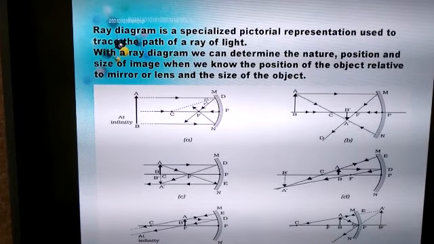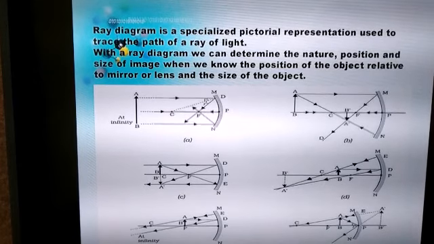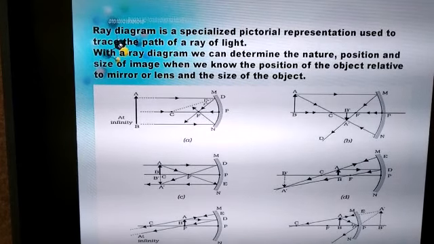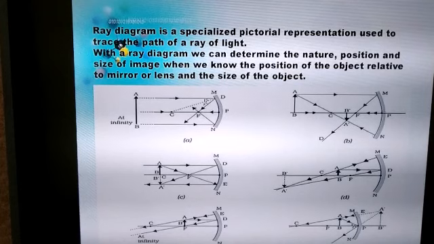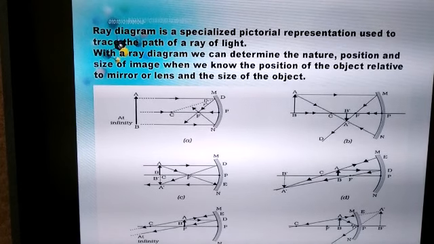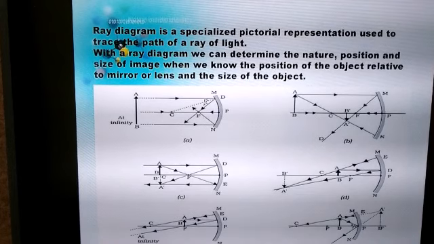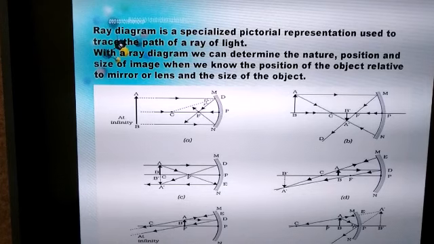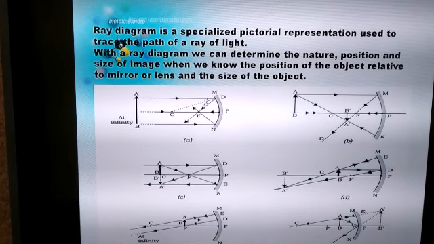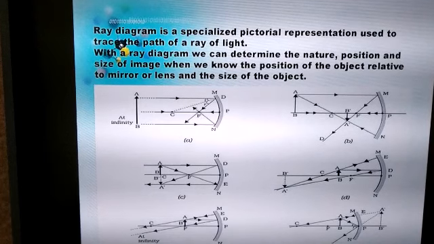With the help of a picture, we clearly come to know which is the incident ray, which is the reflected ray, which is the object, which is the image, where the object is, where the image is formed, and what type of mirror we are using, whether it is a concave mirror or a convex mirror. So with the help of a ray diagram, we can determine the nature of the image, the position of the image and the size of the image.